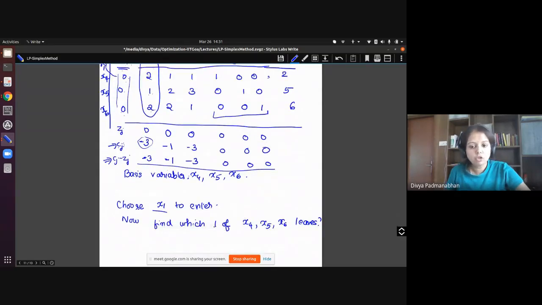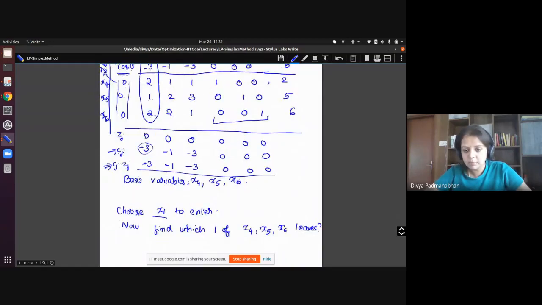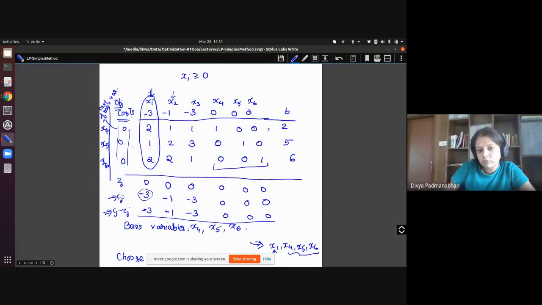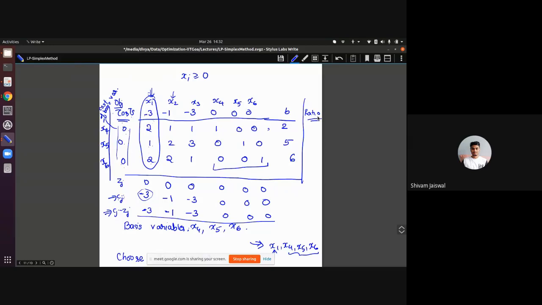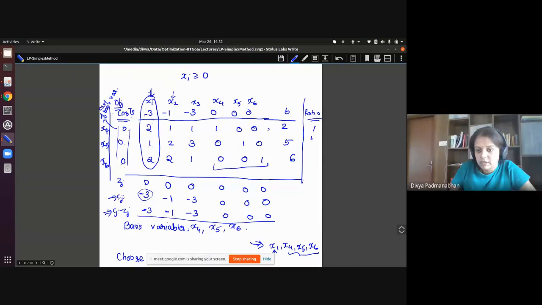After this, you have to do the other step which we said. So x1 is going to enter, and the potential candidates at the moment are x1, x4, x5, x6. You're sure you want to include this, so one of these 3 has to leave. So you apply the previous step. You take this ratio. Here the ratios will come into play. So what is it going to give you? Can you tell me this? 1, 5, and 3.